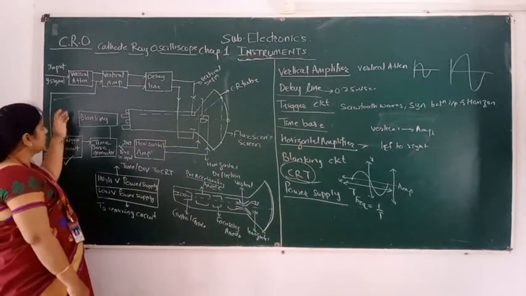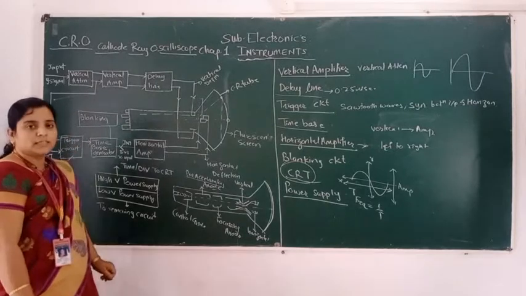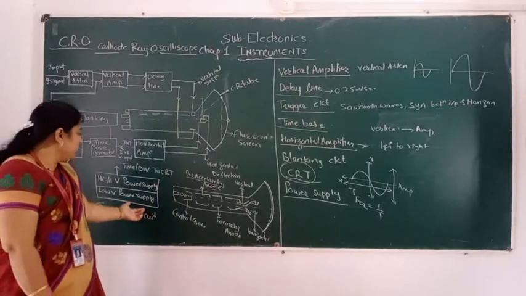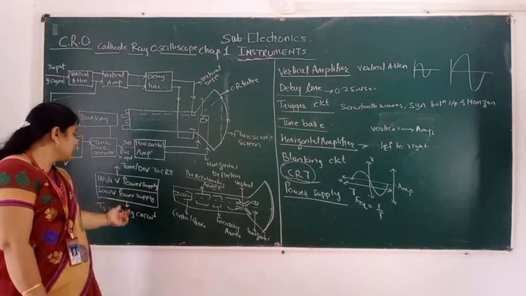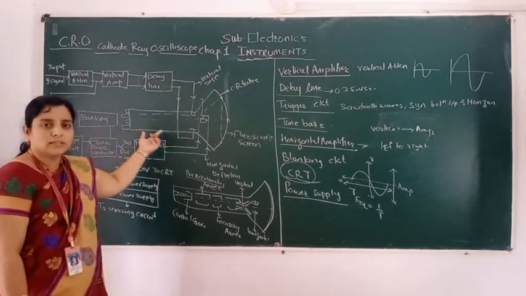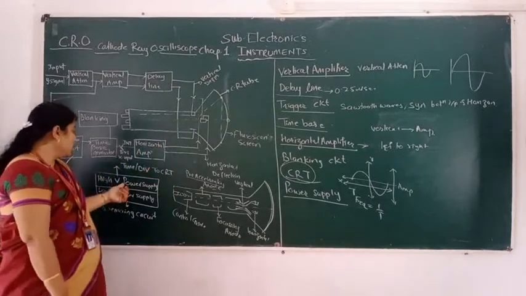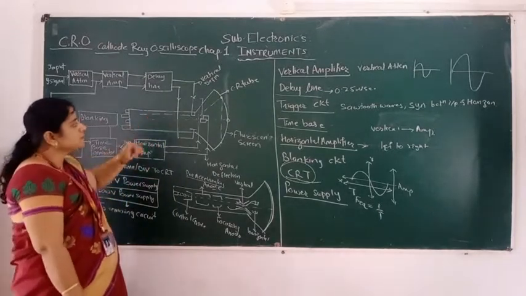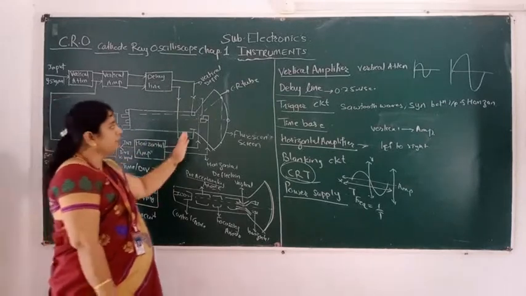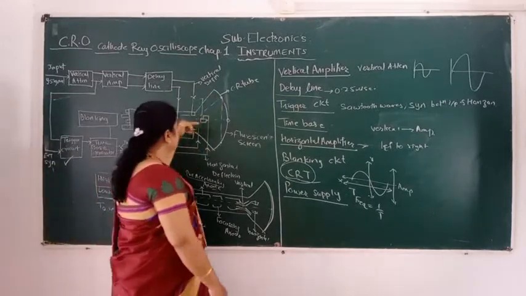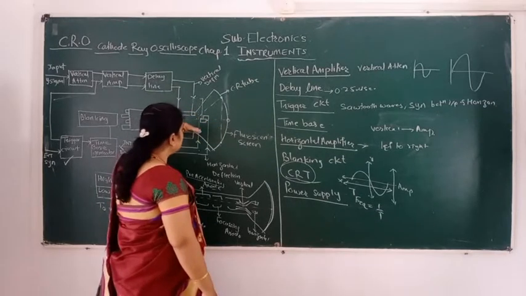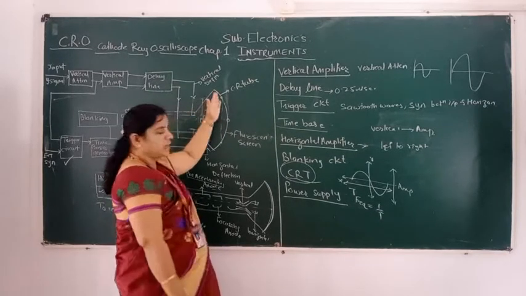When power supply is applied, every electronic circuit requires power to switch on the circuit. Therefore, there is a power supply circuit applied to this CRO. If high voltage is given to the vertical plate, the beam will move in the upward direction. If it is applied to the upper plate, it will move in the downward direction. If it is applied to the lower plate, then it will move in the upward direction.